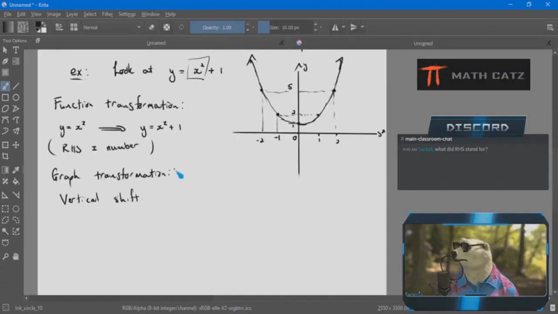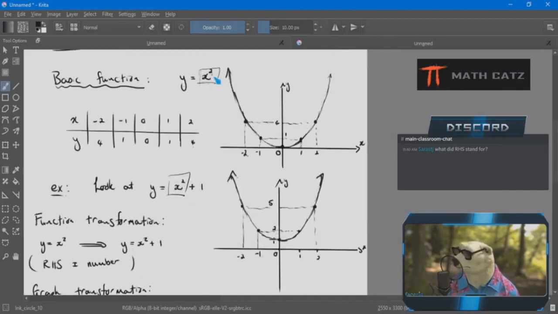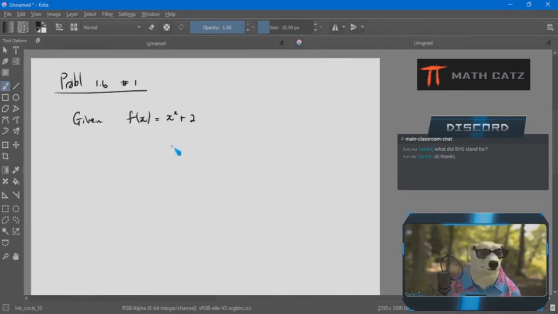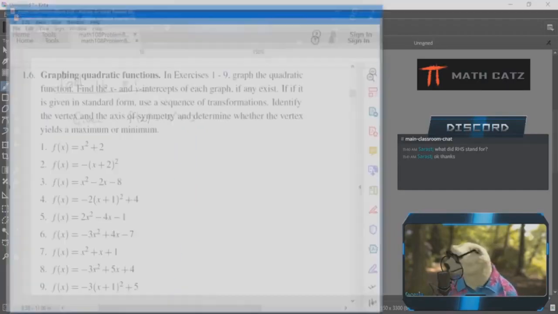Let me go back here, see the question. RHS stands for right-hand side. I have a left side of the function, I have a right side of the function. From the basic to the new function, the right-hand side changed. And depending on how that changed, the graph changes in a predictable way. So if I take my original, add or subtract a number to the right-hand side, the graph is going to shift up and down. Right-hand side.